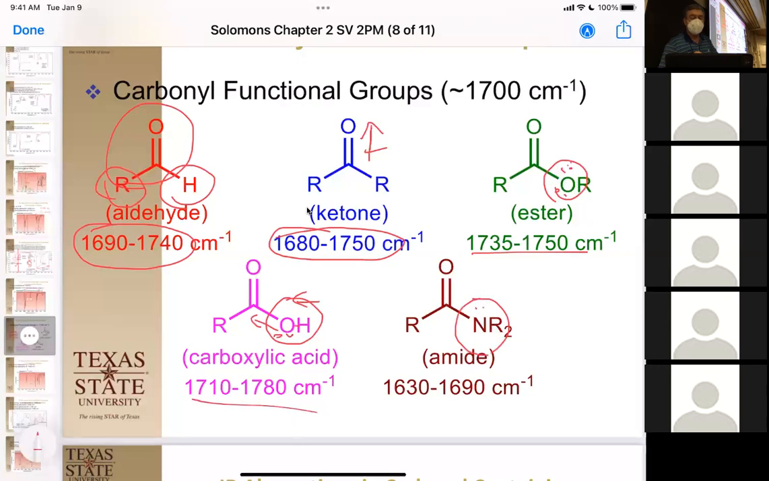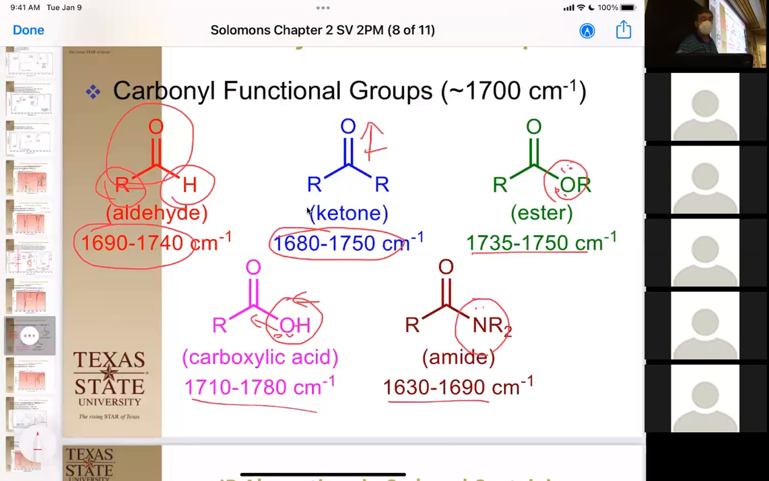Again, it has a lone pair, but it goes below 1700. Why does it go below? It's not as electronegative as oxygen. It's closer to the same electronegativity as carbon, and it's got a lone pair. So it's going to be below that of a ketone, which would be with just a carbon bonded to it or just a hydrogen bonded to it.